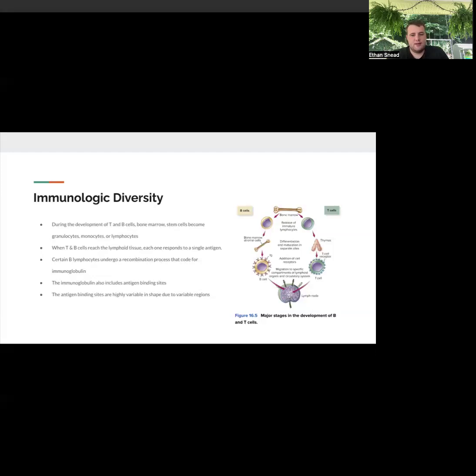The binding sites are highly variable in shape due to all the variable regions. And variable regions, or just abbreviated as V, are antigen binding fragments of an immunoglobulin molecule. And here to the right, you can see the stages of development of B and T cells that starts at the beginning in the bone marrow and then goes all the way down to a lymph node.